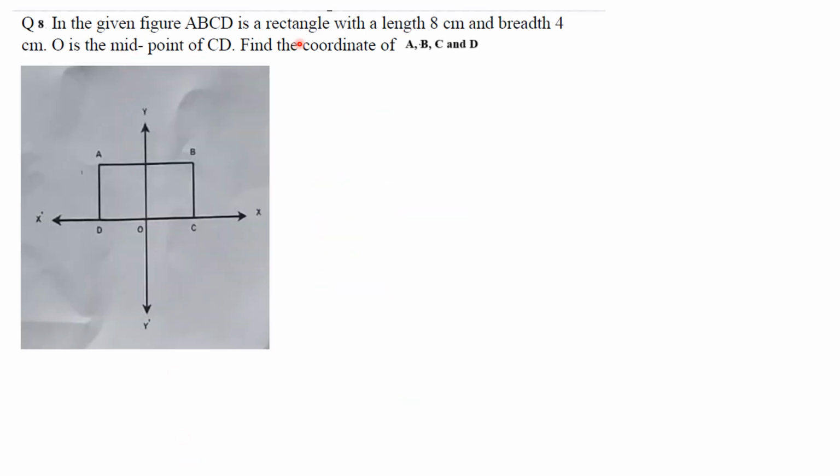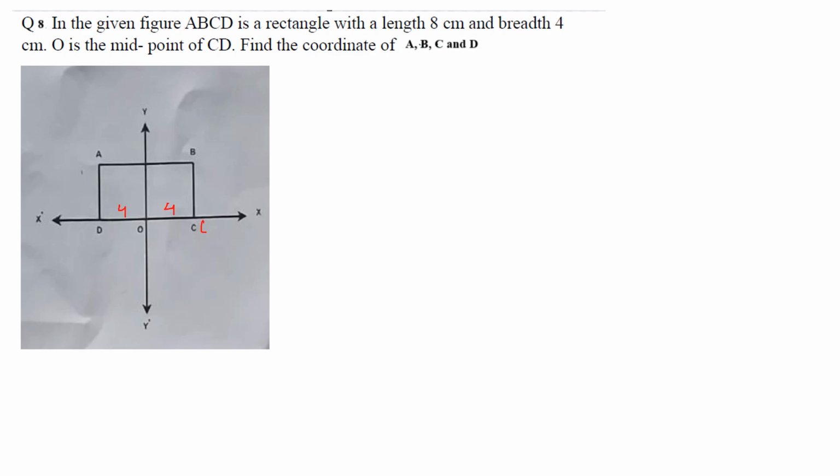In the given figure, ABCD is a rectangle with length 8 cm and breadth 4 cm. O is the midpoint of CD. Find the coordinates of A, B, C and D. So if you see this figure, ABCD is a rectangle and O is the midpoint. So length CD is given as 8 cm and O is the midpoint. It means OD will be 4 and OC will be 4 cm, isn't it?